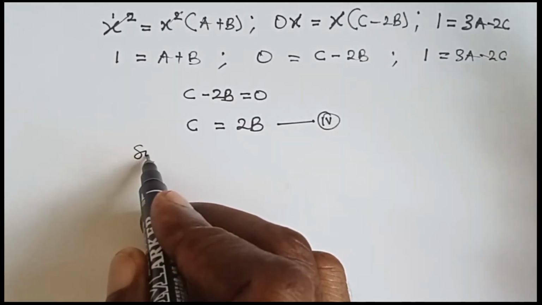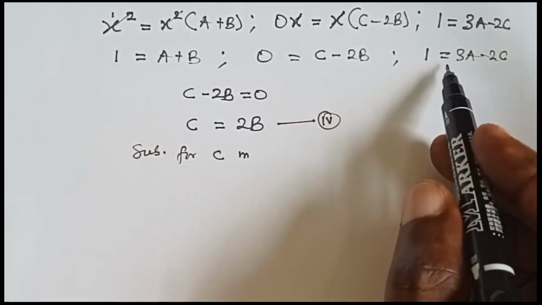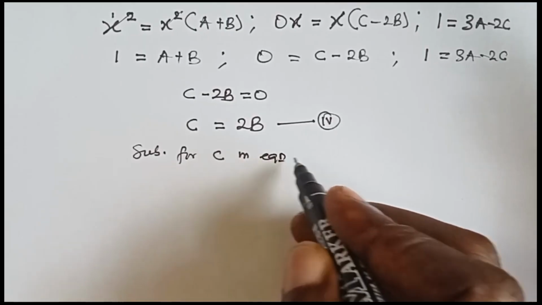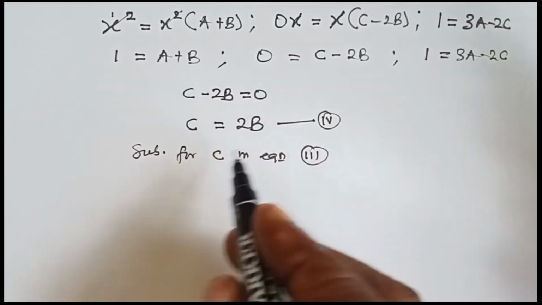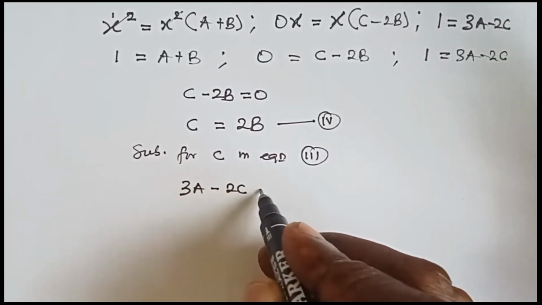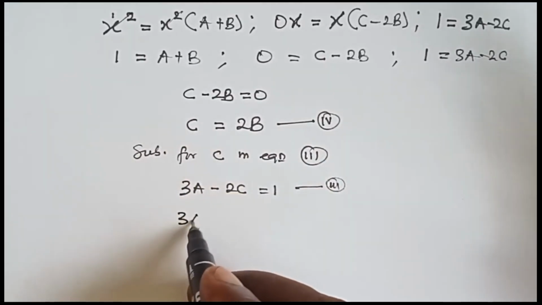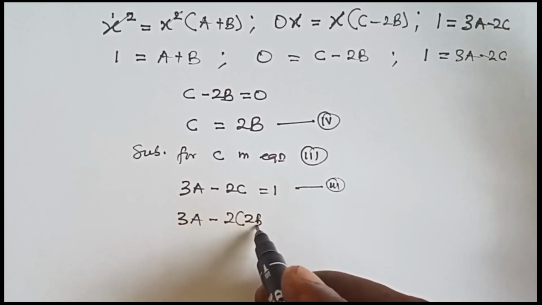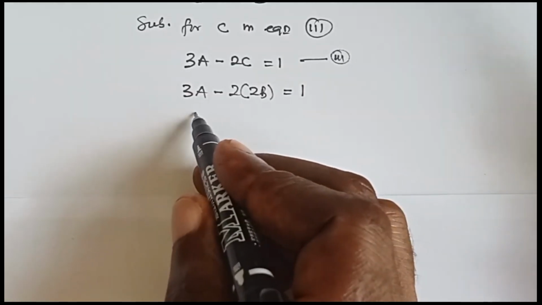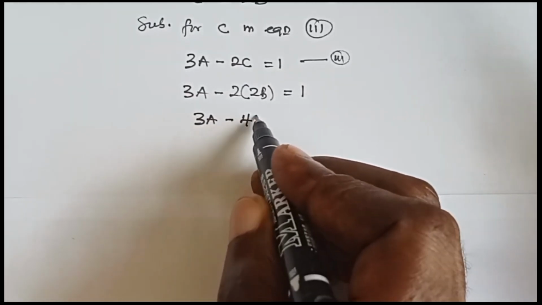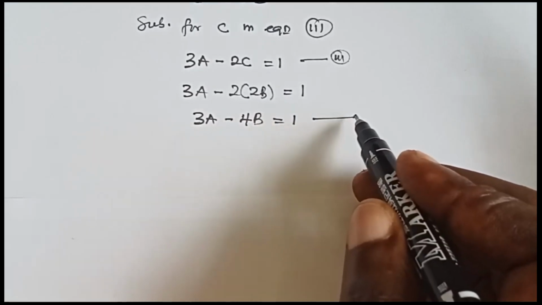So now we can substitute and solve for c in equation 3. Equation 3 has c in it. That is, anywhere you see c in equation 3, you write 2b. What is equation 3? It's 3a minus 2c equals 1. So anywhere you see c, you write 2b. So we have 3a minus 2, what is c? 2b, equals 1. Okay, so from there, it means 3a minus 4b equals 1. Right, so this is another equation, and we can call this one equation 5.